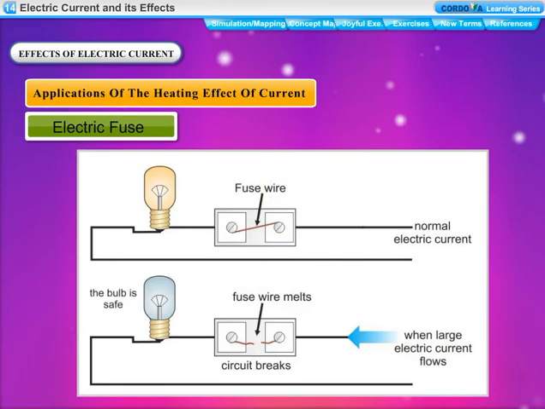Electric fuse. An electric fuse is a safety device which breaks the electric current if there is an excessive flow of current in the circuit, hence preventing damages to the electrical appliances and possible electric fire. A fuse works on the heating effect of current.